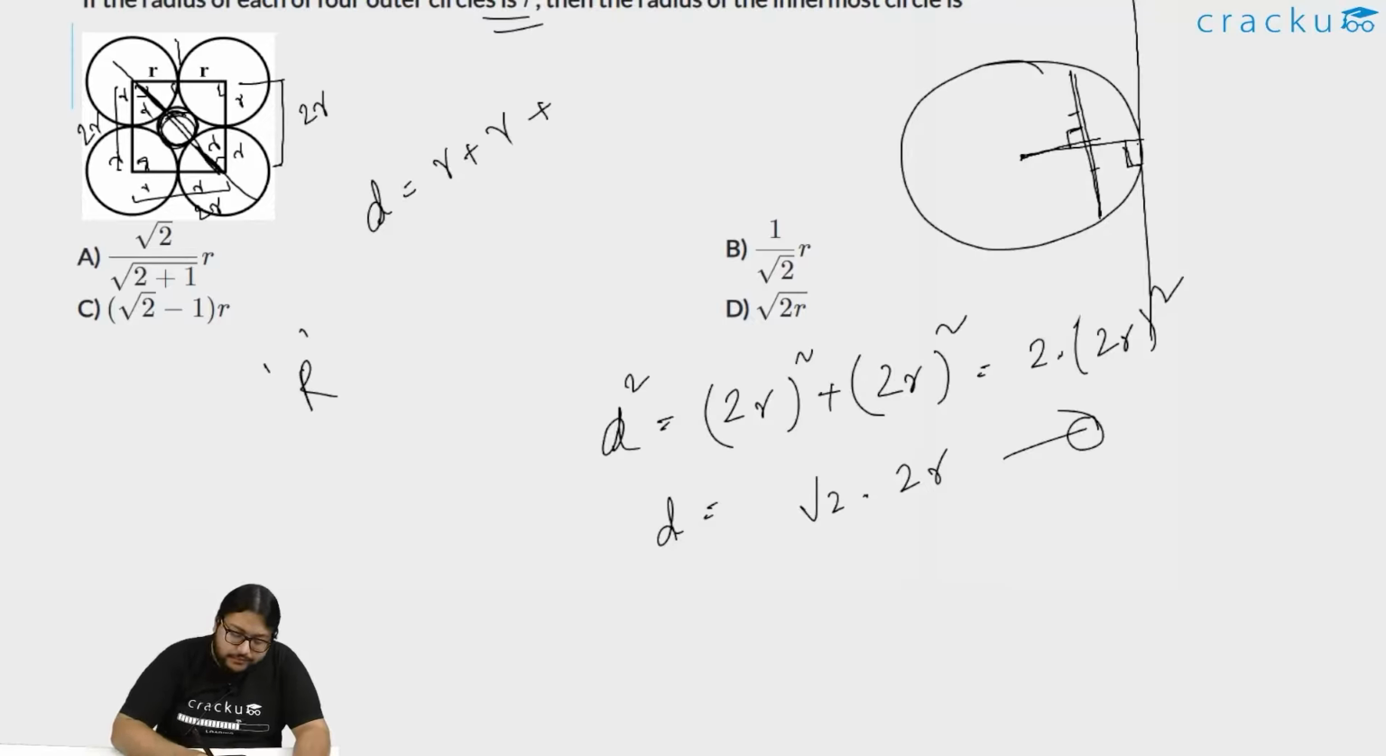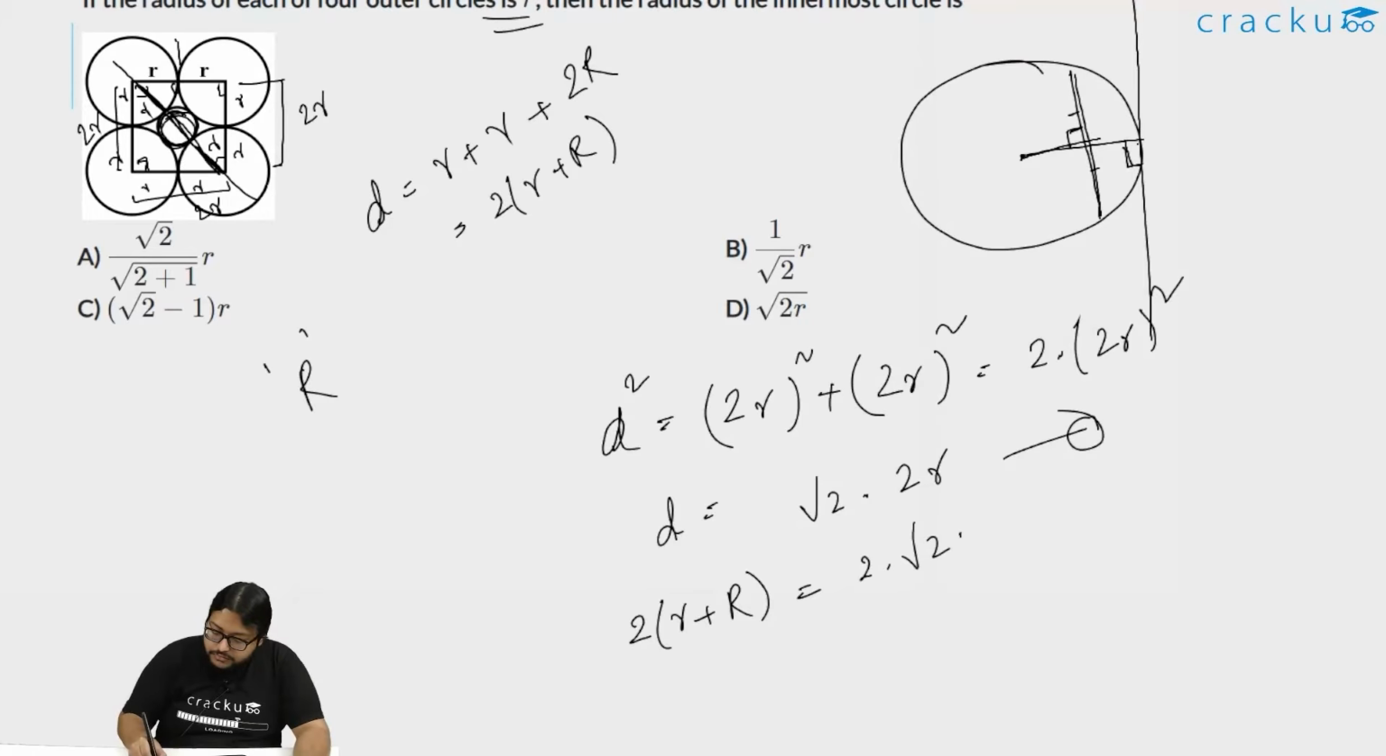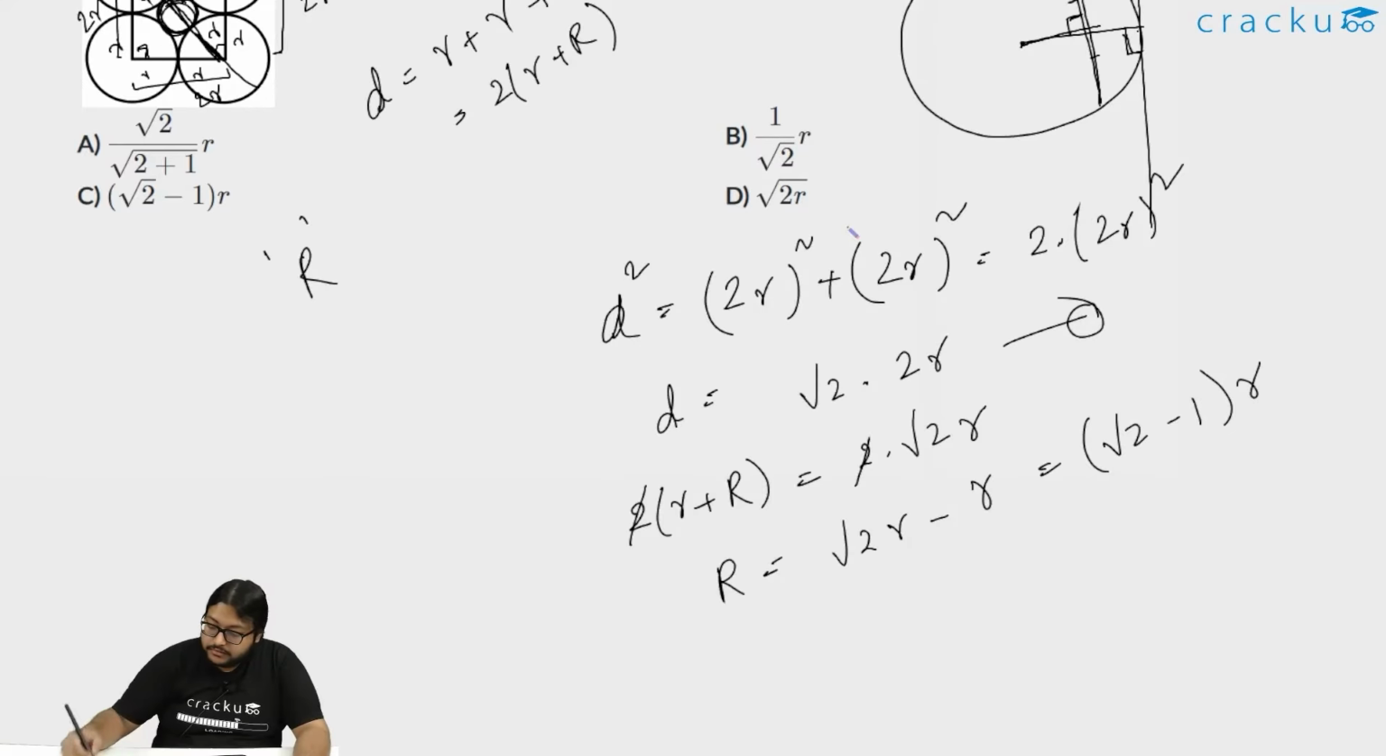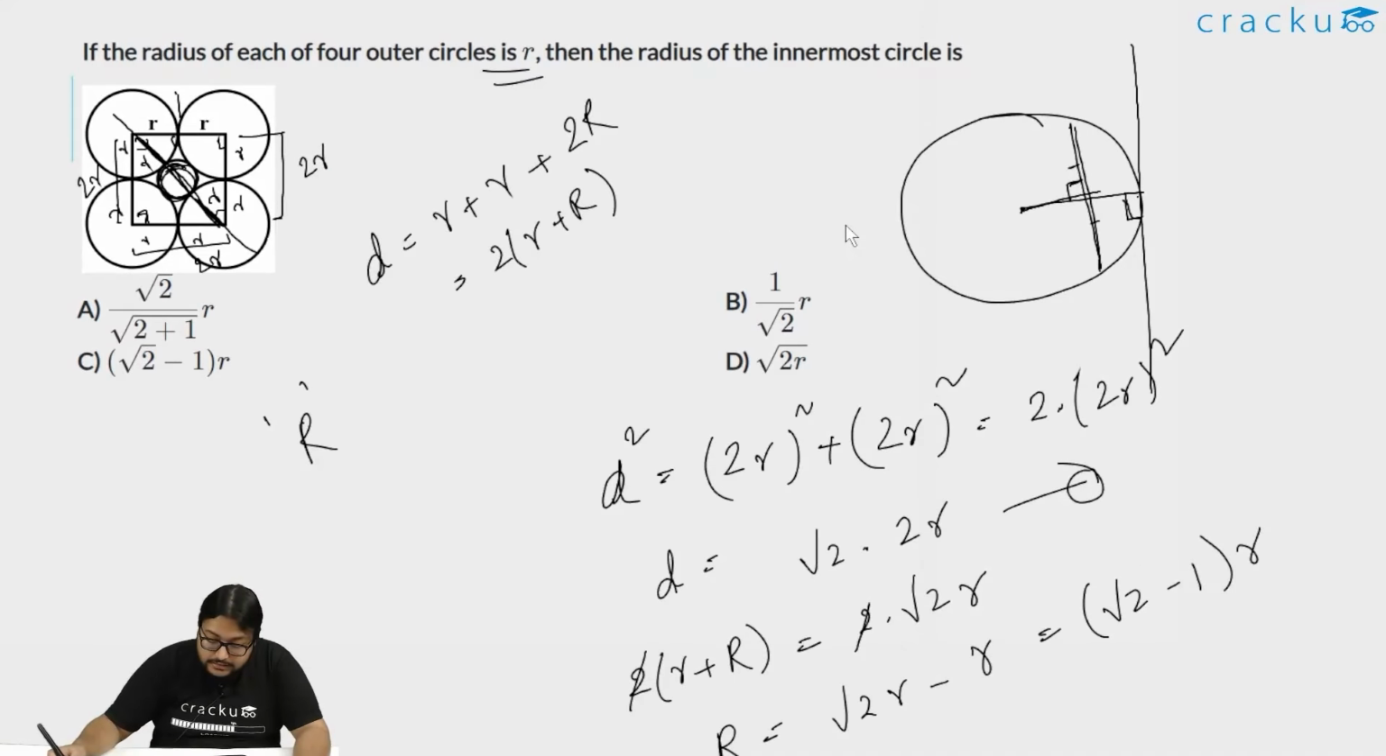Then we have this is twice of capital R. This tells us, we'll just substitute, it's twice of R plus R. Twice R plus R gives us 2 root 2R. 2 gets cancelled out. R is equal to root 2R minus R, or root 2 minus 1 R. This tells us that option C should be the correct choice here.